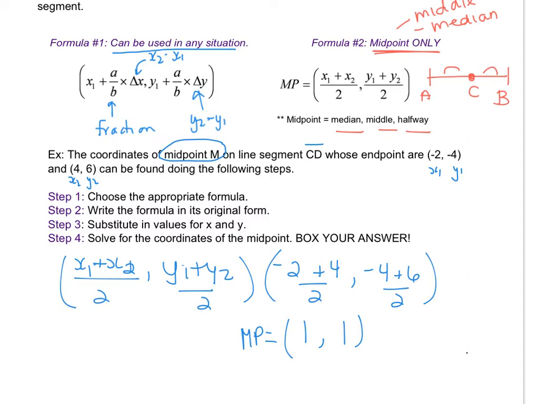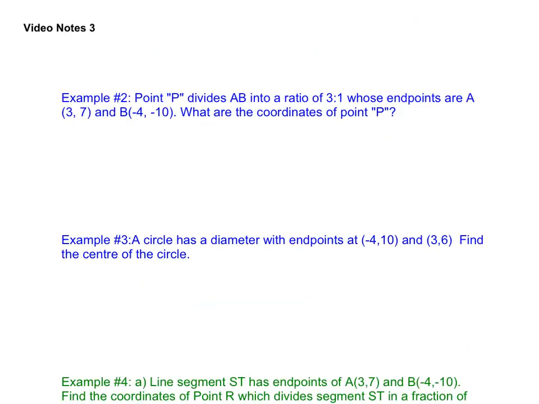So we'll do another example. Point P divides segment AB into a ratio of 3 to 1. Right away you should be thinking about how to convert that into a fraction. Remember the first term is your numerator, and then 3 plus 1 is 4. So that is my fraction, whose endpoints are 3 and 7, so that's my x1, y1, and b, x2, y2. What are the coordinates of point P?